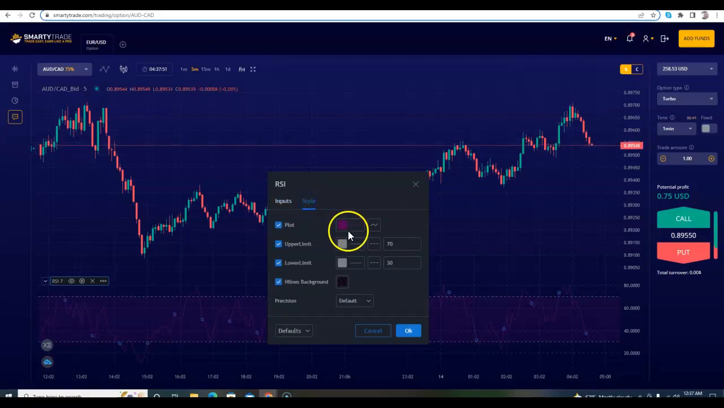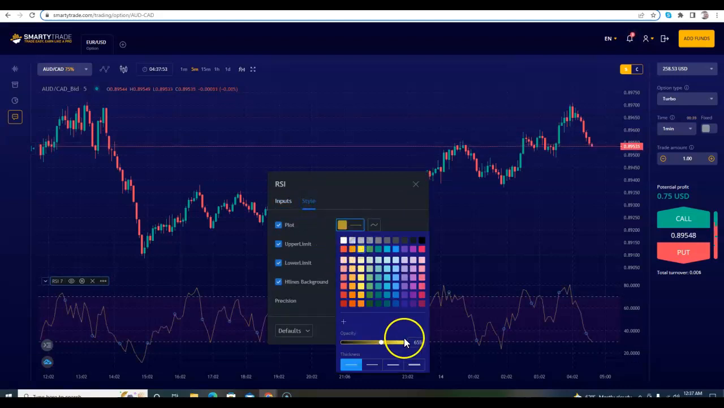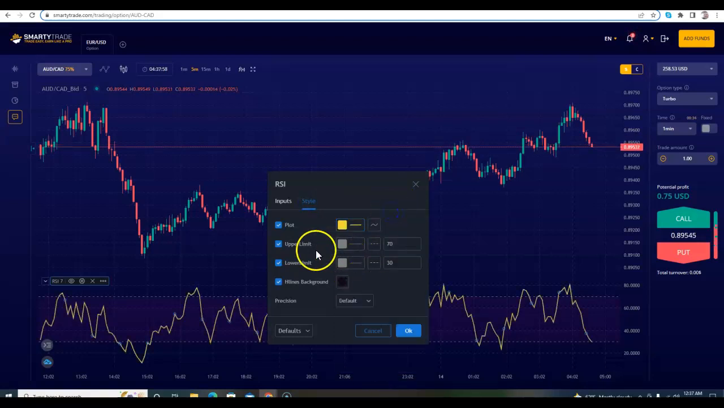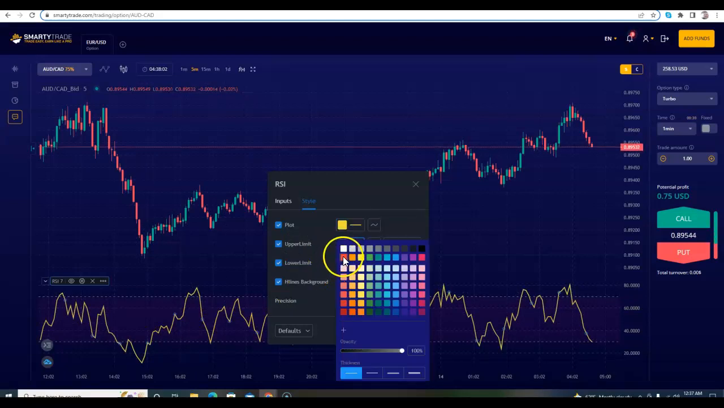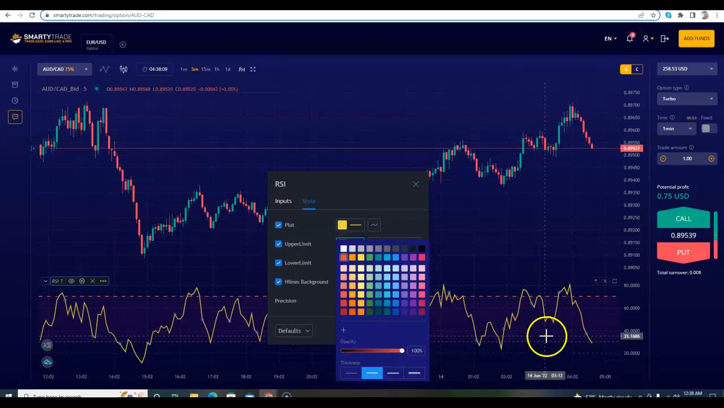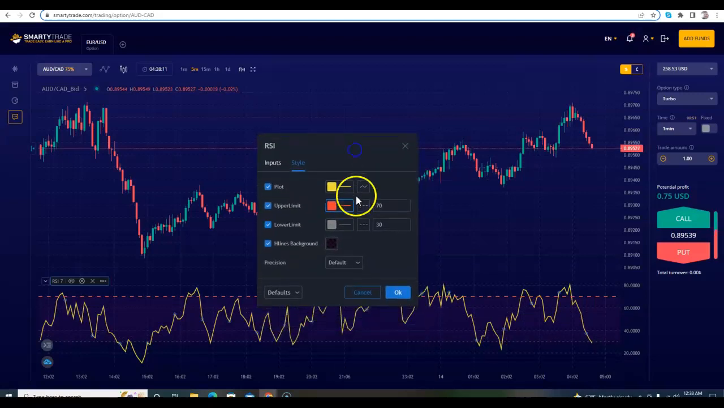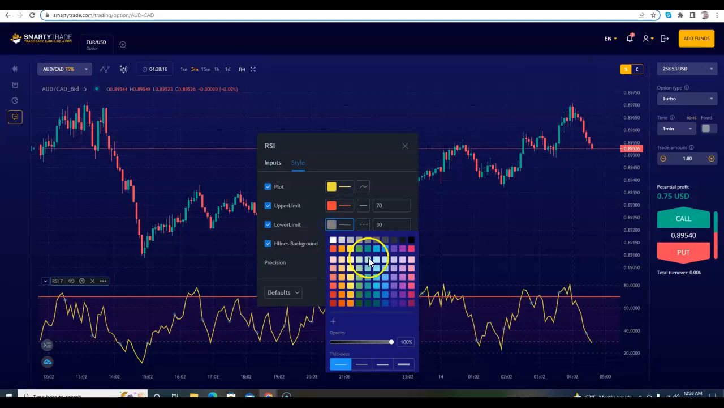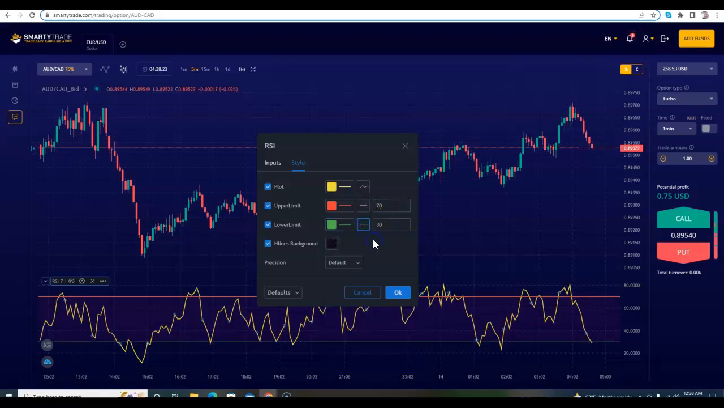And for the style, we're going to make it bright yellow so you guys can see for the video purposes, and we'll make it bigger. And then if you're using your RSI as a support or resistance area possibly, you could change the upper limit to red. If you want a solid line instead of dotted lines, you can change it by clicking on this dotted line and clicking the solid line. Play around with it, make it yours, make it feel comfortable for you. Whatever works for you is what's going to be best.